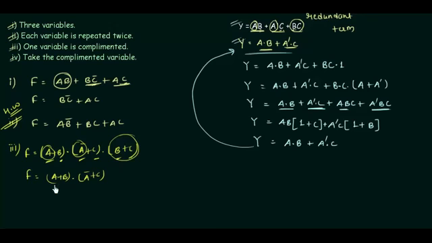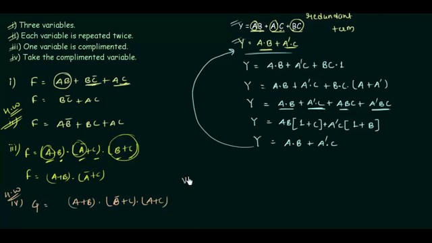Let's solve example number 4. In this the function is g and it is equal to A or B, and B complement or C, and A or C. This is homework for you. You have to post the answer, this one.